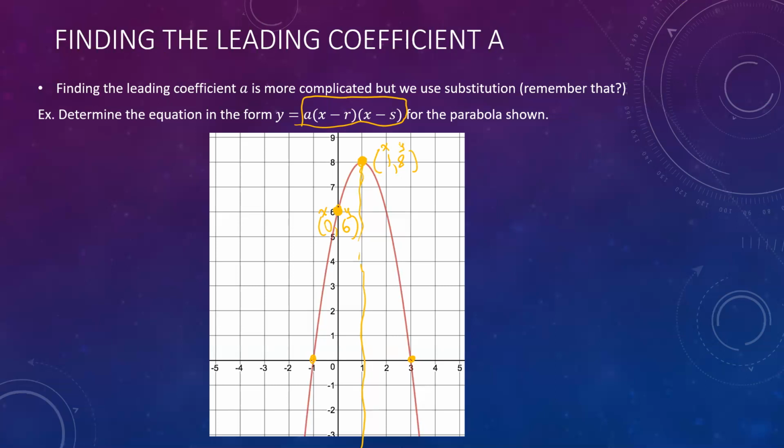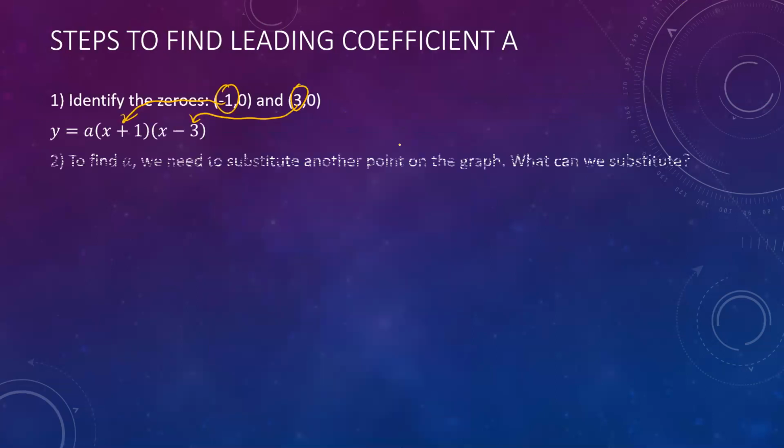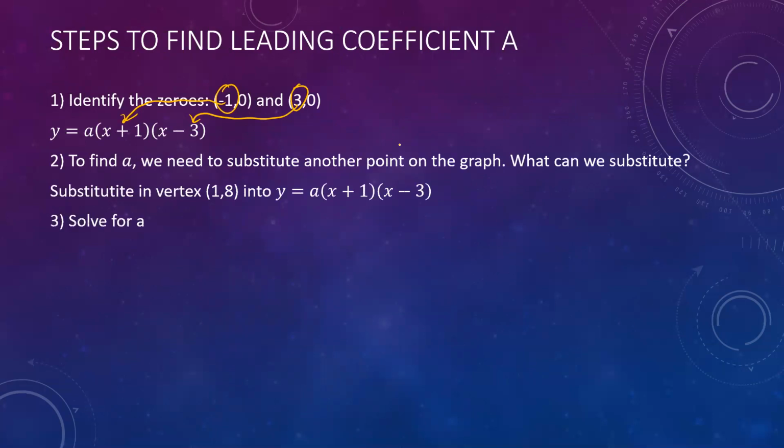So we're going to take the x-coordinate of 1 and the y-coordinate of 8 and sub it into our function. So we take 1 and 8 and we sub it in. What that means is that we will replace the y right here with 8, and replace the x with 1. And the reason we're doing that is because we know this x and y coordinate pair is on the graph. So we simply replace the x-coordinate with 1 and the y-coordinate with 8.